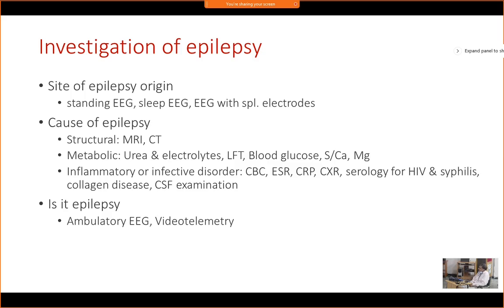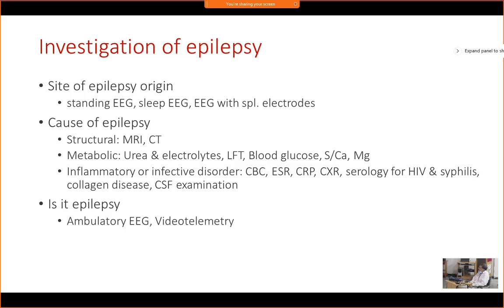Other inflammatory and infective disorders have to be excluded by doing a complete blood count, an ESR and CRP. If these are raised, we know that the person has got an inflammation. A chest X-ray can rule out chest infections including tuberculosis, serology for HIV and syphilis, and for collagen vascular diseases like SLE. And ultimately, you have to do a CSF analysis to find out whether there is central nervous system inflammation, either due to an inflammatory disorder or due to an infective disorder.